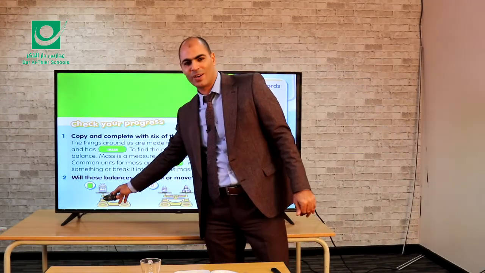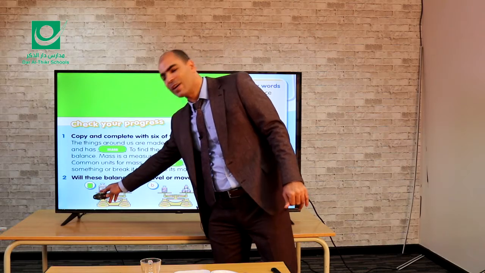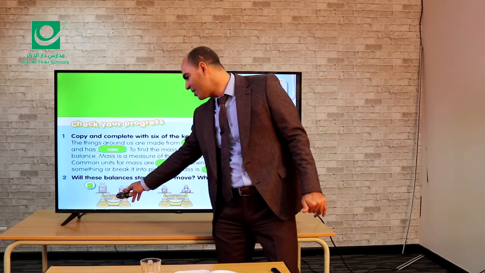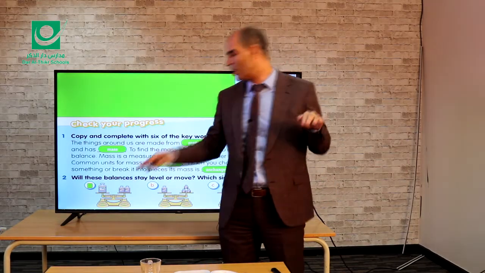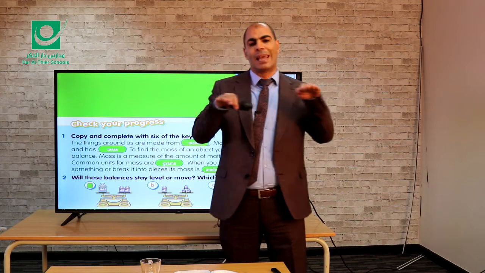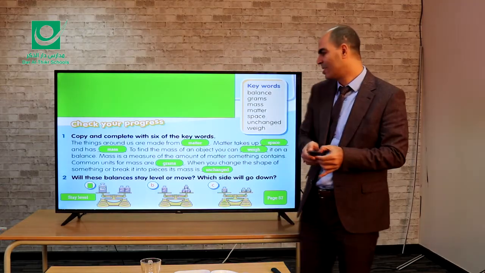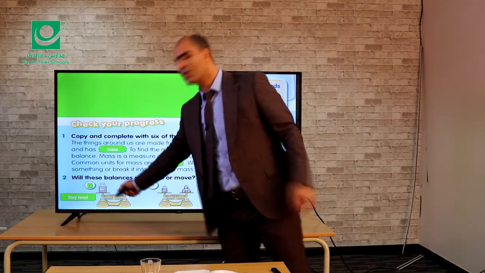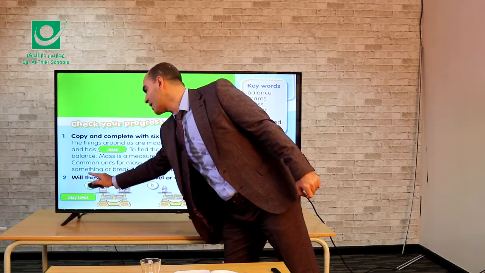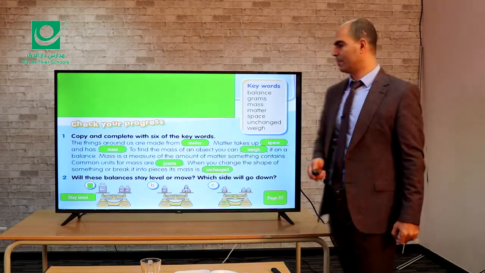But look at this one. Here 100 grams and here 50 plus 50. 50 and 50 makes 100. That's why balance A stays level, equal, because the mass is equal. Okay? So this is the answer. You can write stay level next to balance A.